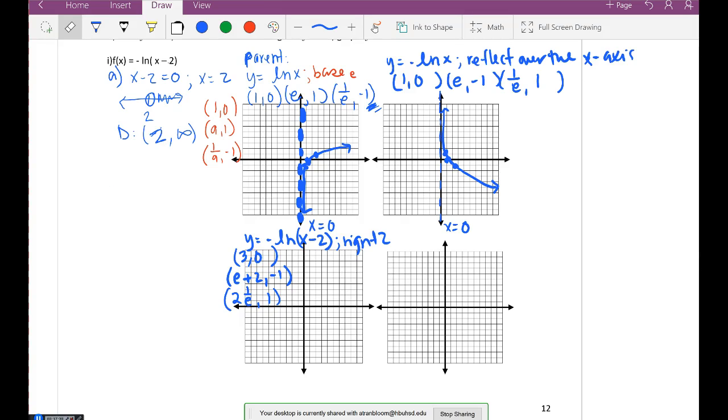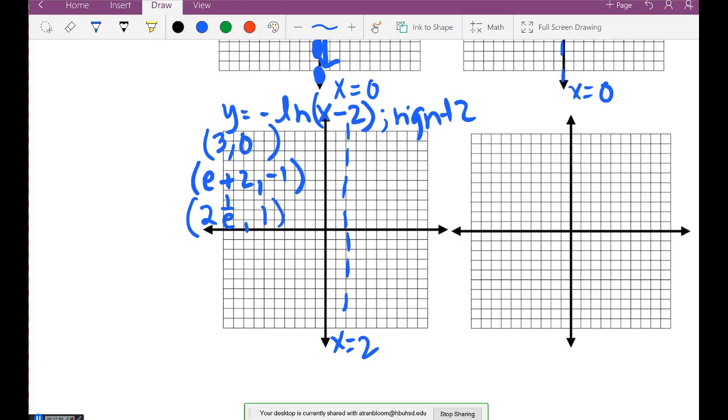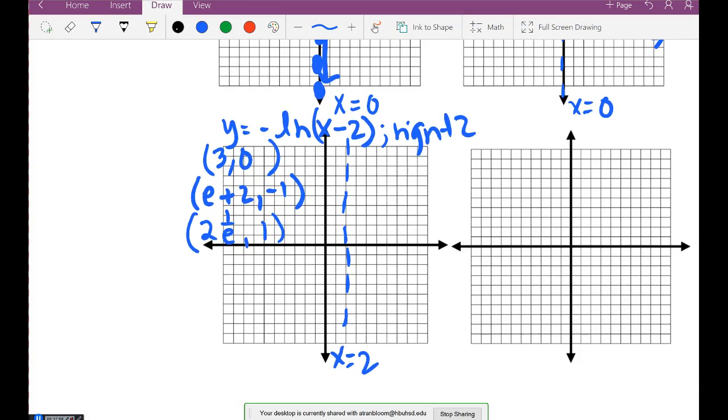Okay, so asymptote. Maddie, should I move it? Should I keep it in the same place? Yeah, so now it's going to be at x equals 2. So x equals 2, and then plot your dots, okay? Move it up a little bit. Make it bigger. There you go. So 3, 0.